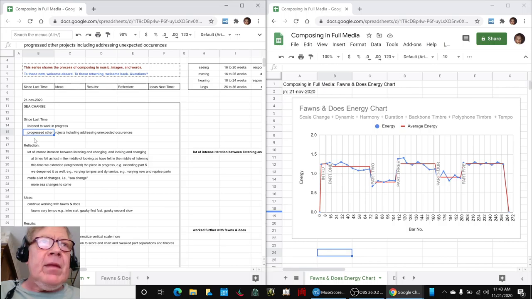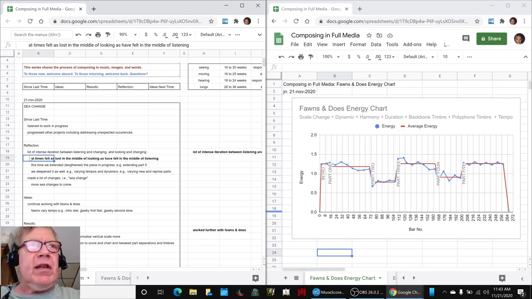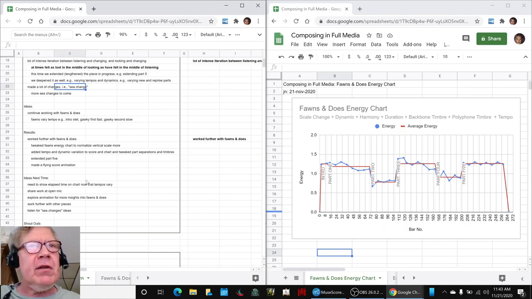In particular, today, it was really remarkable. Usually we feel like we're a little bit lost in the listening, and that's why we go to the chart. But at times today, we felt like we were lost in the chart and had to go back to the listening to pick up again. And that was kind of cool because those are complementary ways to work with composing a piece of music. And that's also why we're thinking of going to look at the animation.